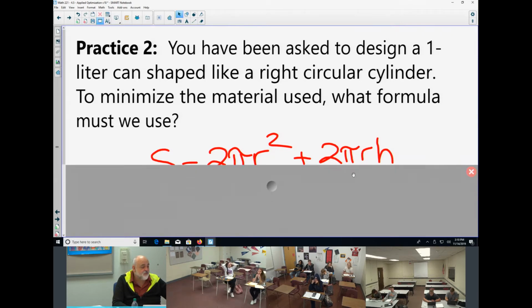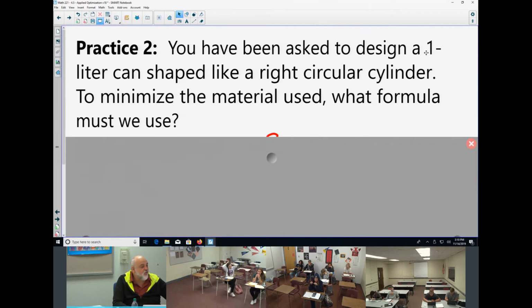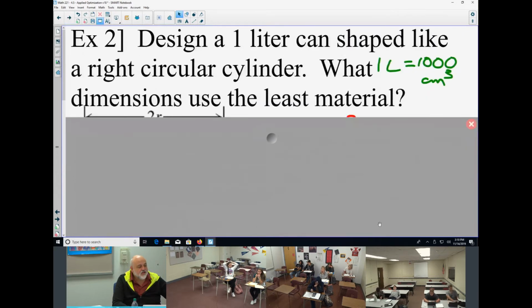Okay, and so to do that, we're going to use the fact that its volume is 1 liter. Now, to make our life a little bit easier, we're going to think of 1 liter as 1,000 cubic centimeters. Because our dimensions are all going to be in centimeters. So instead of having a fraction of a liter, we're going to just use 1,000 cubic centimeters.